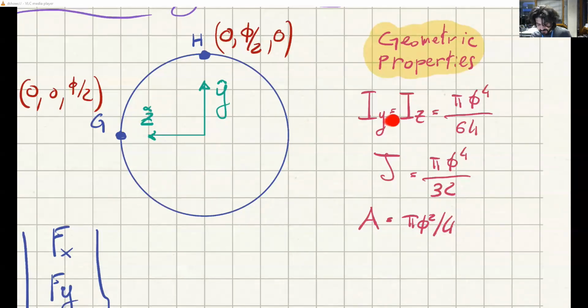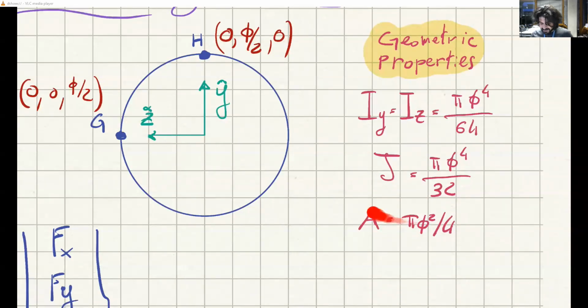I also can calculate the geometric properties of this cross-sectional area. So I have Iy, which is equal to Iz. So the second moment of area with respect to the y and the z-axis are both pi diameter to the power of 4 divided by 64. And the polar moment of area, remember this, is just Iy plus Iz, which is twice as much. So pi diameter to the power of 4 divided by 32.